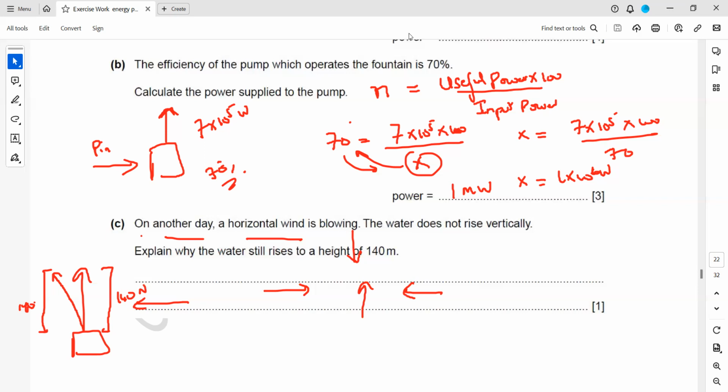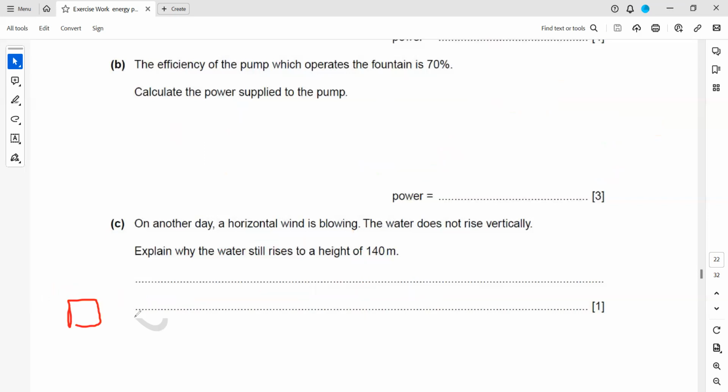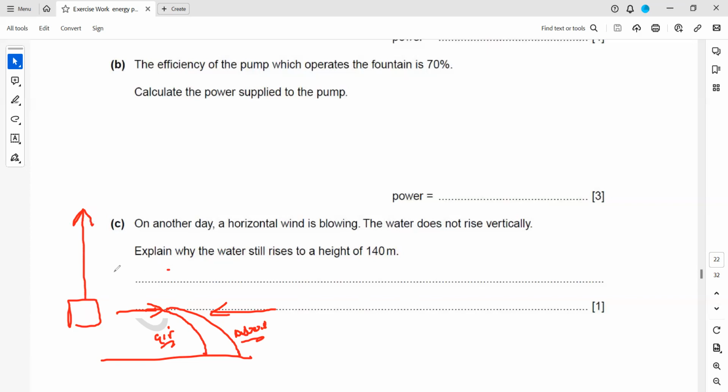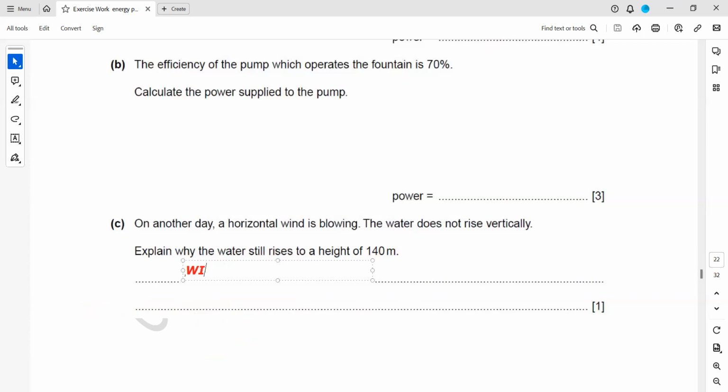If the force of the wind was vertical, for example, if the pump was pushing the water horizontally and the wind was blowing, now this will have an effect. It will change the trajectory and the range at which the water will move. If there was no air, it would have a longer range as compared to when there is air present. But in the question, the water is being propelled in the fountain vertically upward and the wind is moving, so it's not affecting the vertical motion. So the answer here: wind will not affect the vertical motion. It will only affect the horizontal motion.